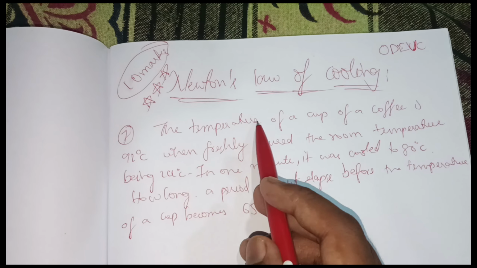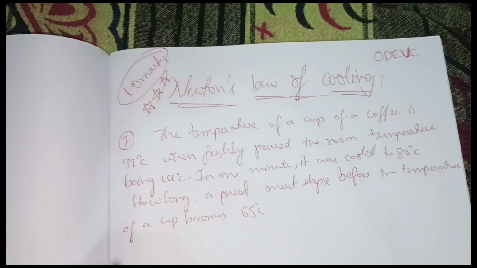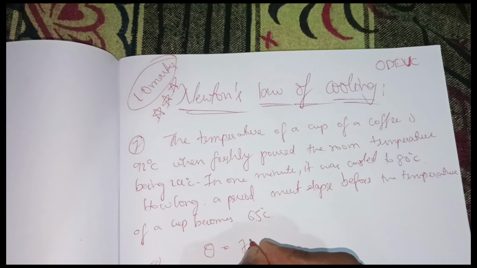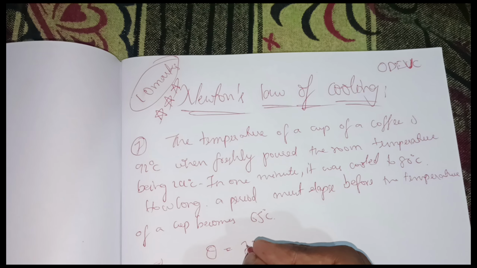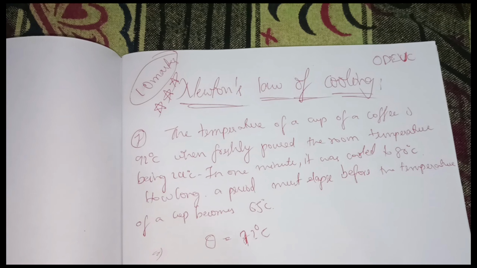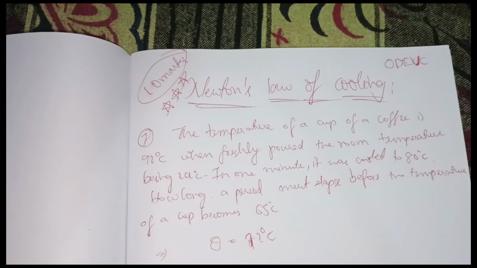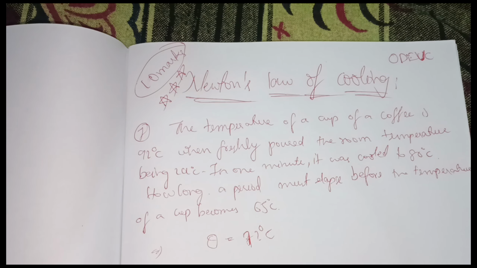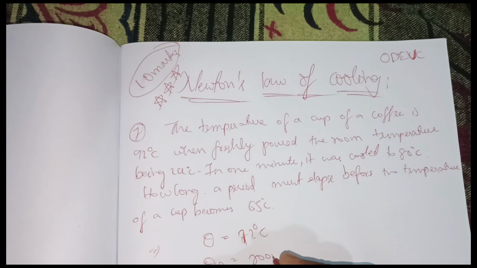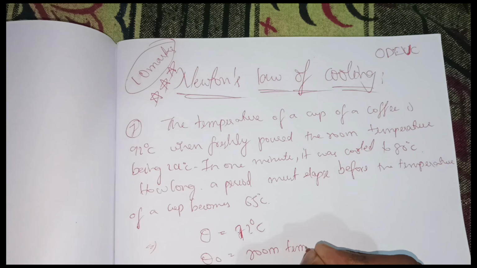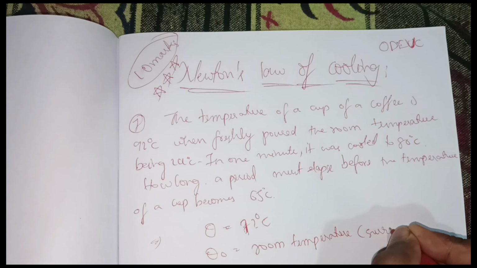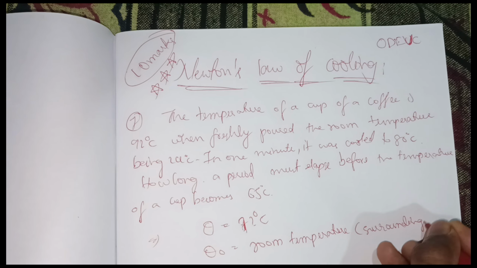The temperature of a cup of coffee is 92 degrees centigrade. So here the temperature of the cup will be taken as theta. Theta equal to 72 degrees, no, 92 degrees, just a small mistake in pronunciation. Next, when freshly poured, the room temperature is 24 degrees centigrade. So theta naught equal to room or surrounding temperature. It can be named as surrounding temperature.